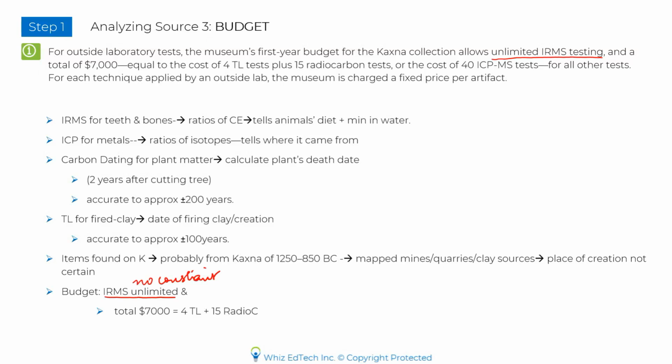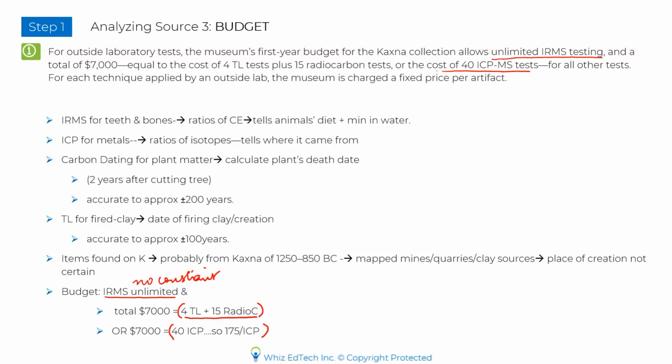This $7,000, what will it cover? It will cover 4 TL plus 15. That means I can use 4 fired clay tests, and I can use 15 tests for plant matter. All right. Or the cost of 40 ICP, that means metal tests. So basically 7,000 will either cover this, or the same 7,000 will cover this.